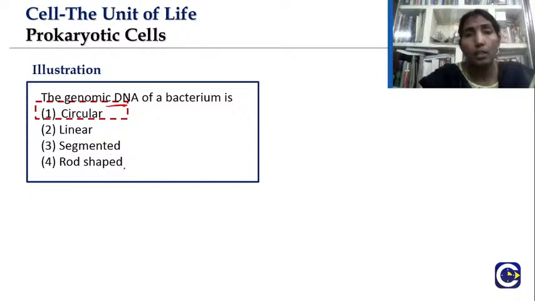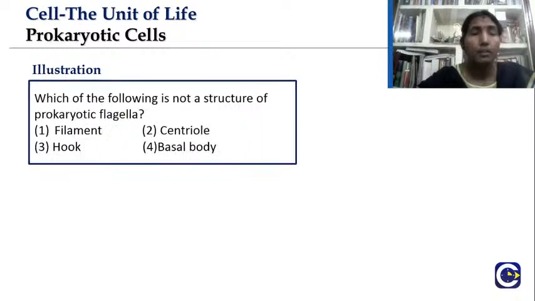The genomic DNA which I showed you, the genophore or the nucleoid, will be circular. Circular, a duplex, not single strand. So they are circular in nature, not segmented. Okay, understood, Rifa and Kirtana?